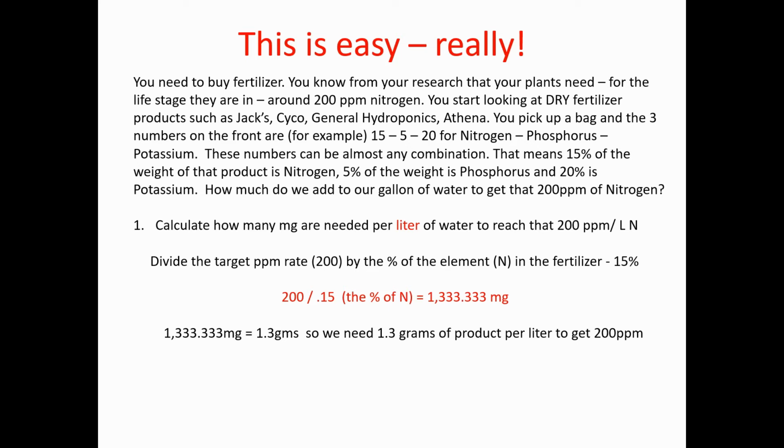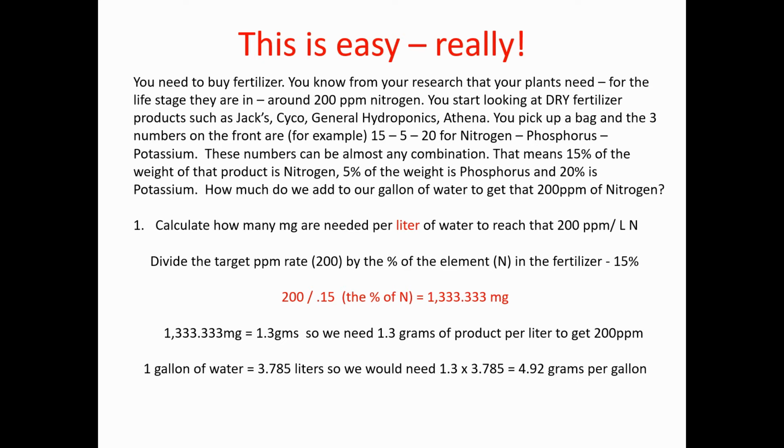But we don't normally deal with milligrams. We normally will deal with grams. We know that a milligram is 1,000th of a gram. So to convert that 1,333.33 milligrams to grams, we just divide it by 1,000, which gives us 1.3 grams. So we've just calculated that if we have a liter of water, we add 1.3 grams of our 15-5-20 fertilizer, and that will give us a ppm of 200 parts per million.